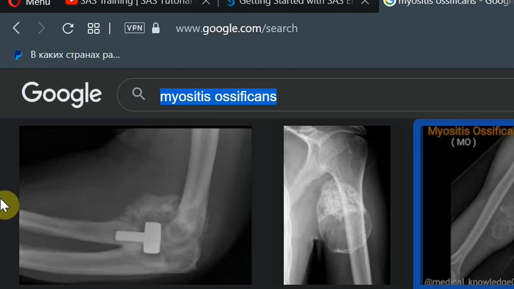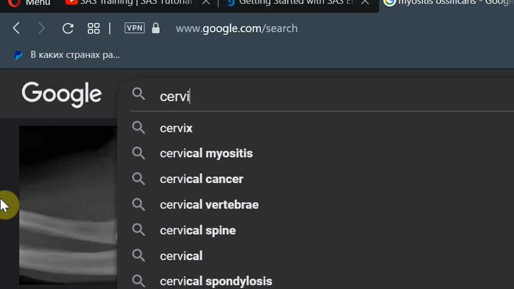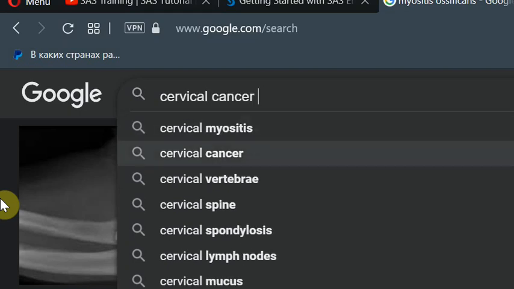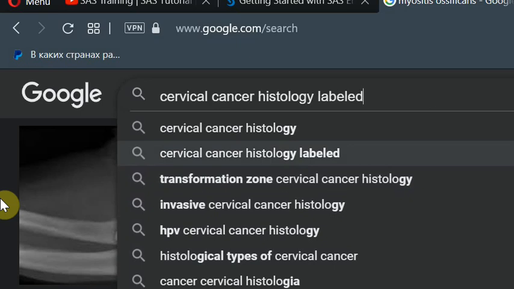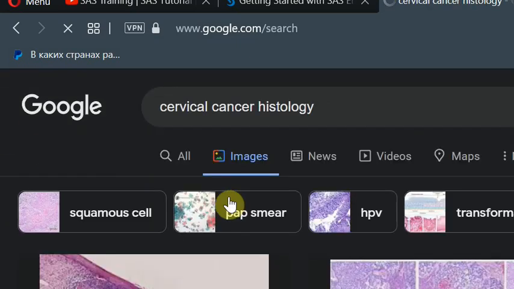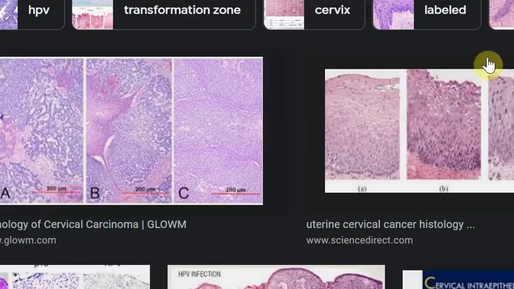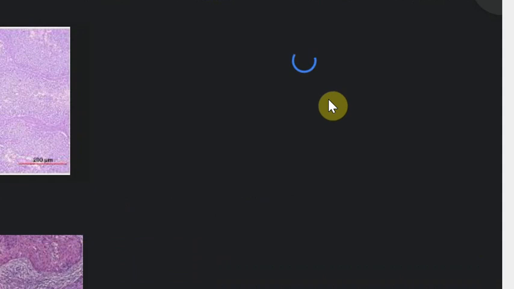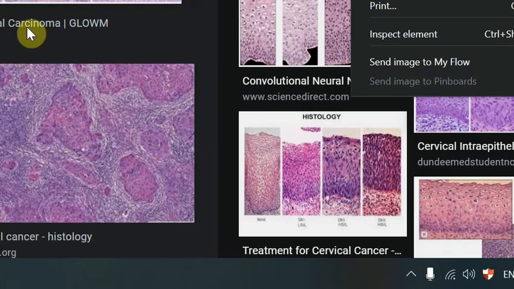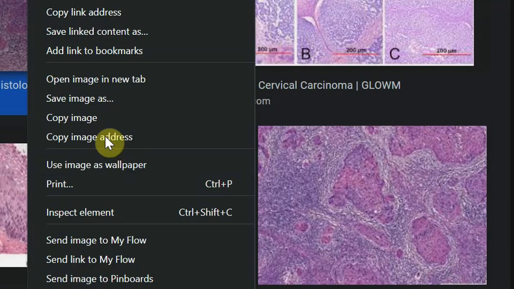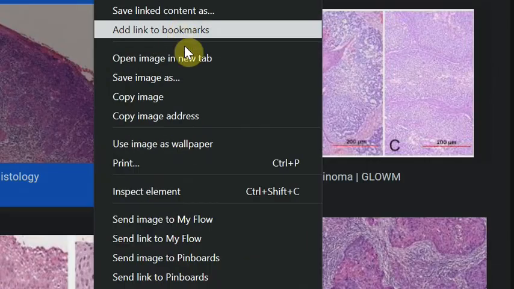Some students can still find this difficult, so I would like to make it a little bit easier for you. So let's just Google a random cancer, cervical cancer histology, for example. Let's just take a look at it. Take a look, guys. There is a lot. Oh yeah, here it is. This is even a better one.